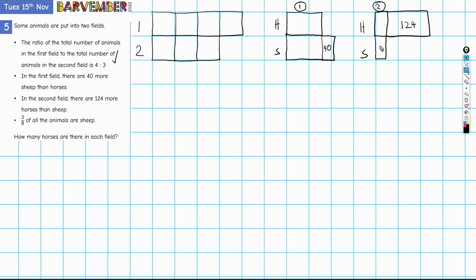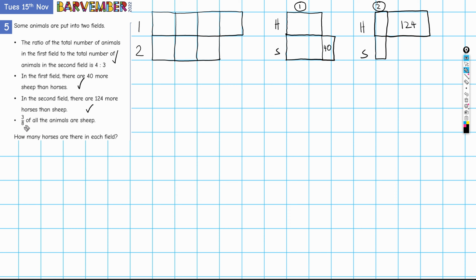Okay, so far so good, I hope, and I hope you can see what this means. We don't know what it means yet, but we can see what's being represented. So that's this bit of information taken care of and this bit of information taken care of.